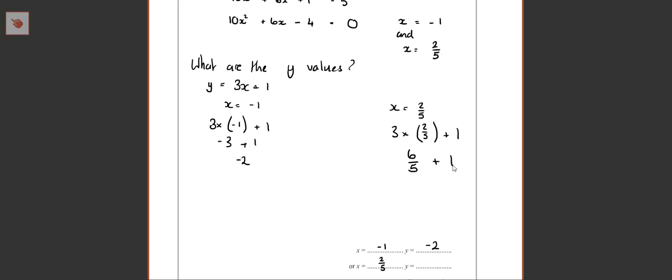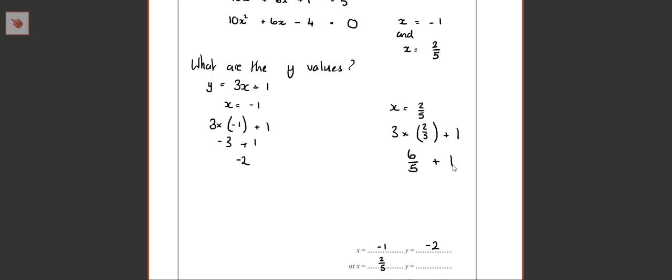How do we get from 6 over 5 plus 1 to 11 over 5? How do you add your fractions? You all know how to do this. You've done it lots of times. Or you should have. You may have forgotten, I guess.